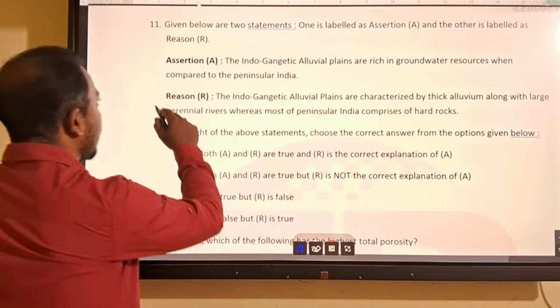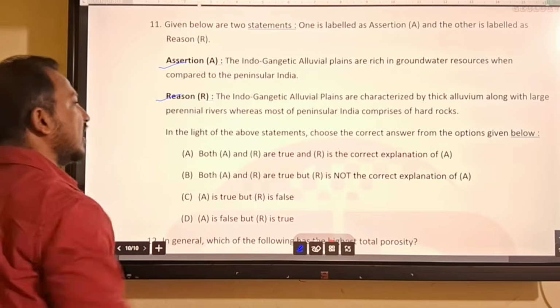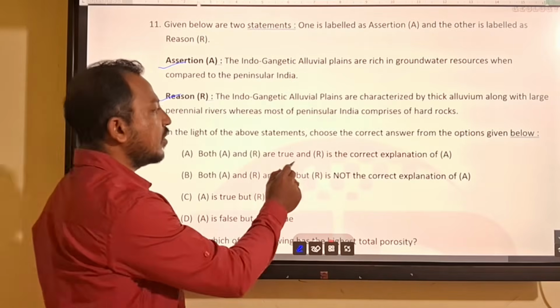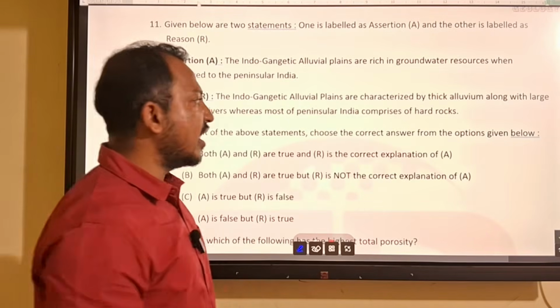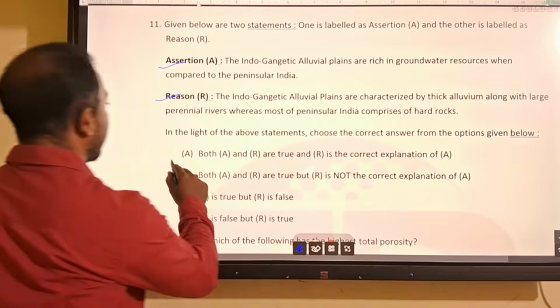So the reason is also correct. So assertion and reason are correct. Both A and R are true, and R is the correct explanation of A. So option A.